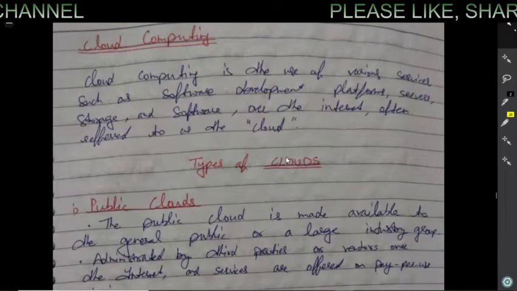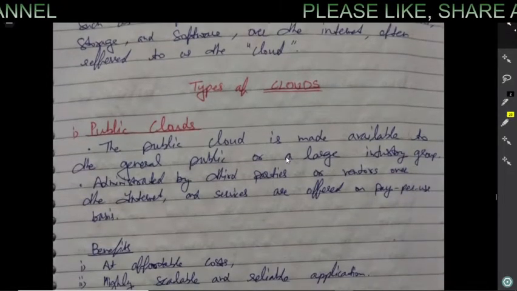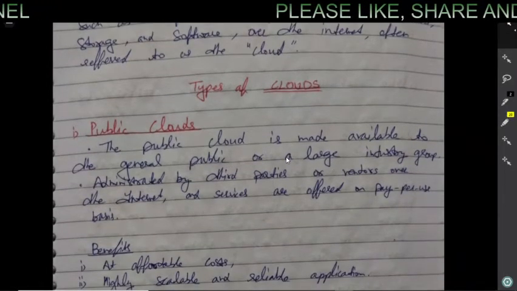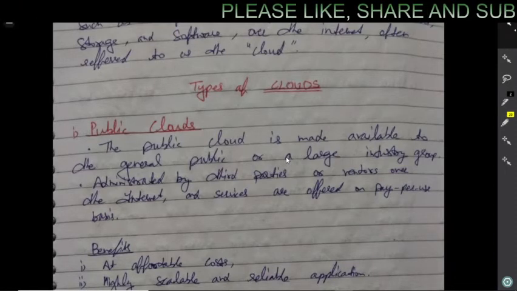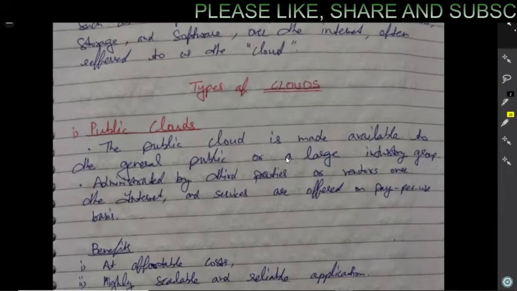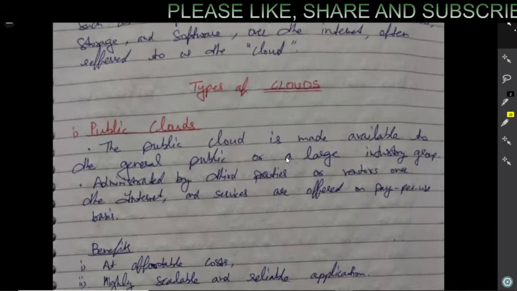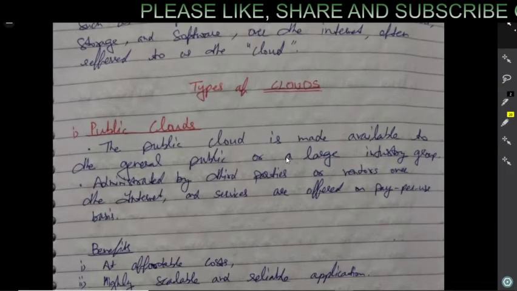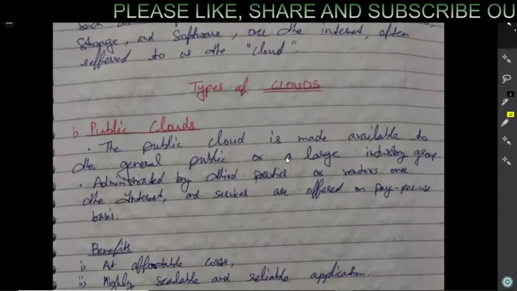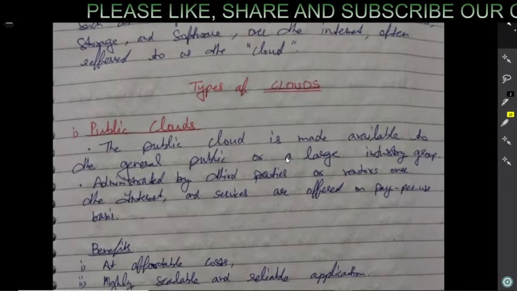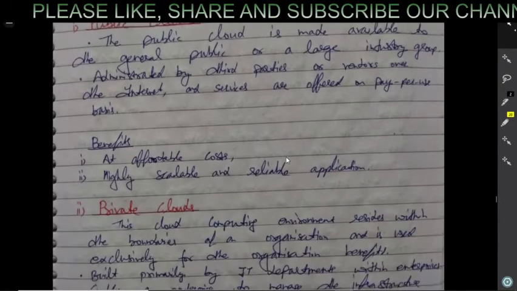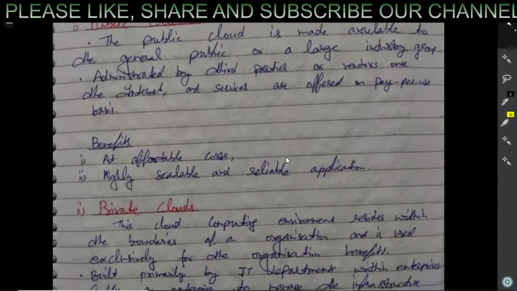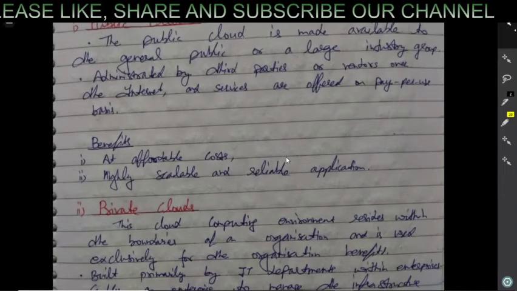Types of cloud. Public cloud. The public cloud is made available to the general public or a large industry group, administered by third parties or vendors over the internet, and services are offered on a pay-per-use basis. Benefits: affordable cost, highly scalable and reliable applications.